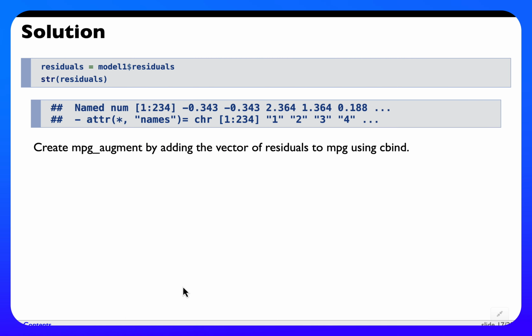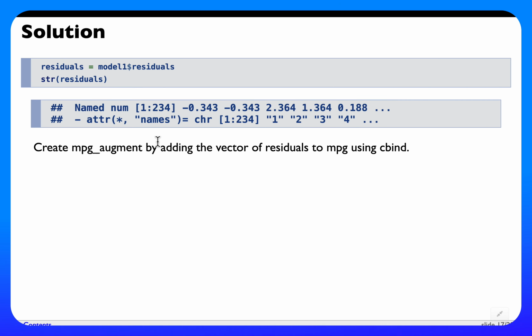Okay, you're back. Let's look at that. Residuals is model1$residuals, and if I look at the structure of residuals, it just says it's a named numeric vector, 234 elements, and the names are simply sequence numbers 1, 2, 3, 4.